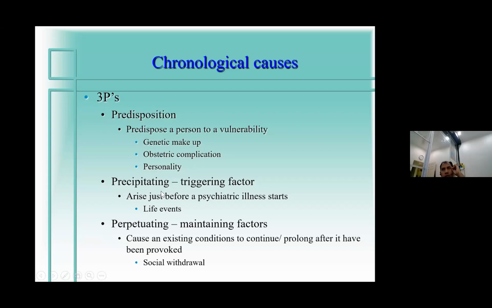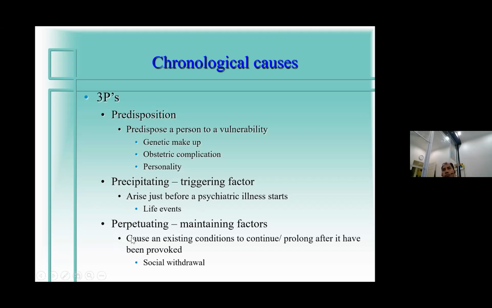Precipitate, which means what? Trigger. The question here is, why is it happening now? This part would answer that. For example, the person has lost a loved one, for example the husband, the one she very much depended on. That precipitates why the person is having depression now. So we are referring to the current event.